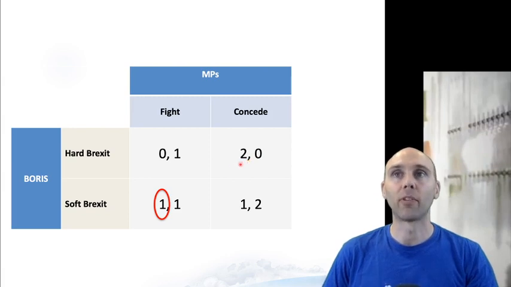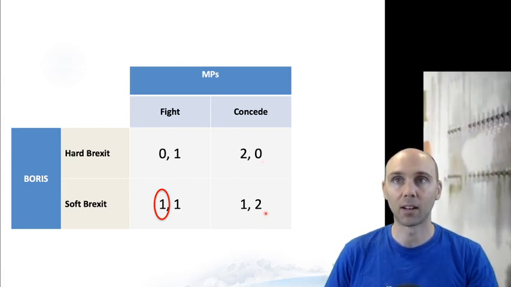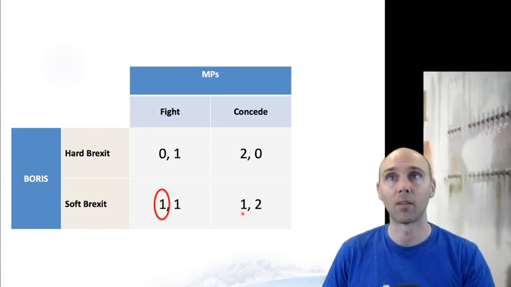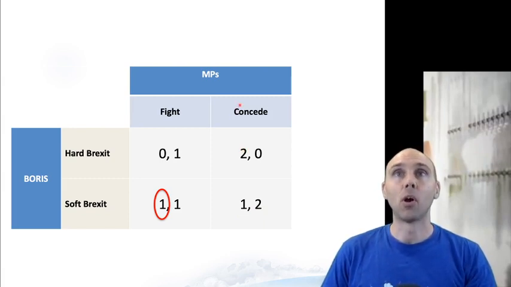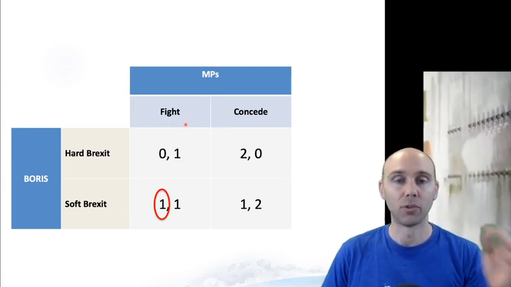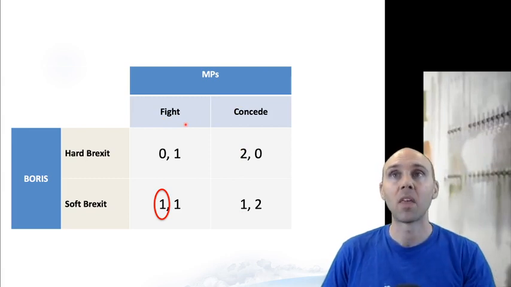But that's not good for the MPs. Their best outcome would have been a situation where there was a soft Brexit. Then they would be prepared to concede and get a payoff of 2. But this isn't what Boris wanted. And you can see when you add up the 2 payoffs of Boris and of the MPs, that not fighting back, not prolonging these negotiations and pushing them closer to the no deal scenario, is definitely in everyone's best interest.